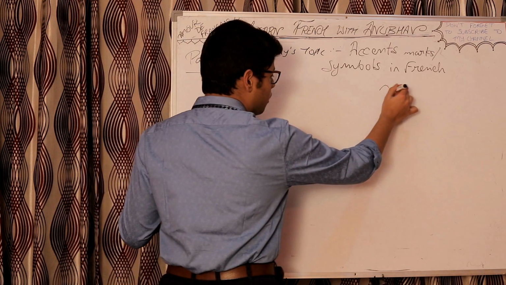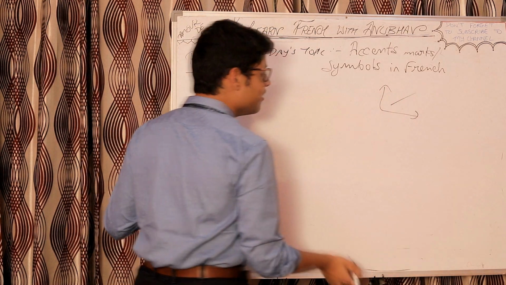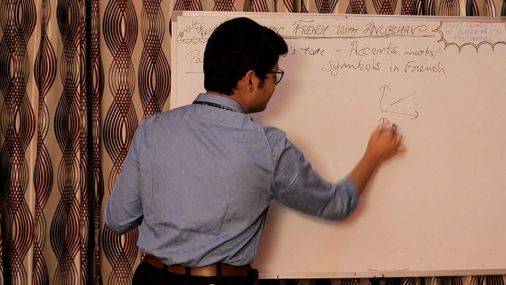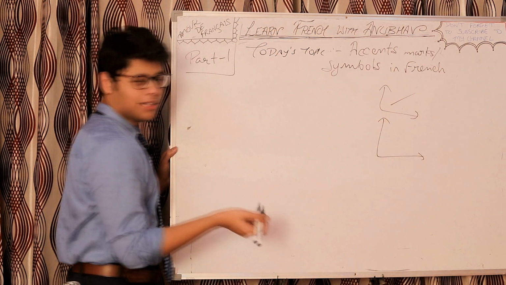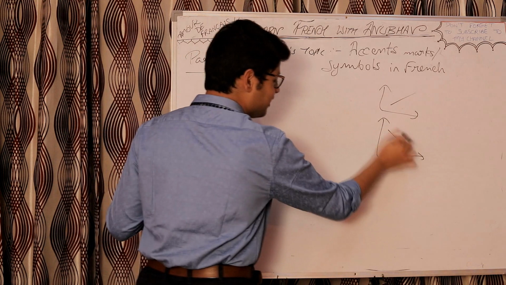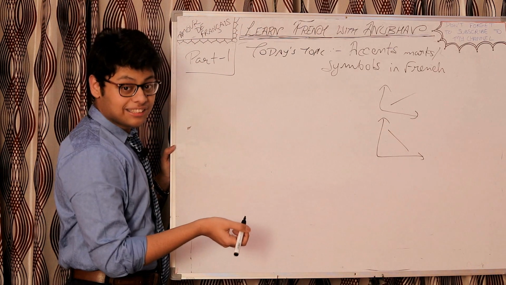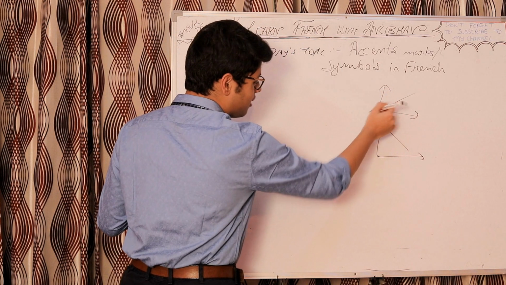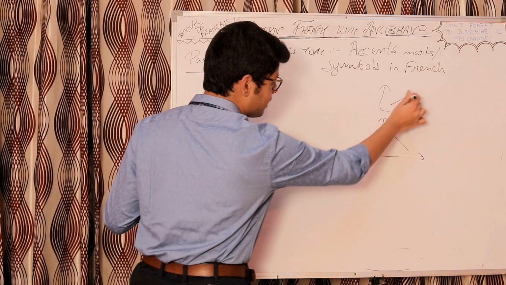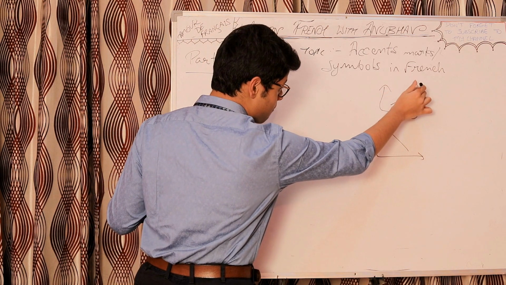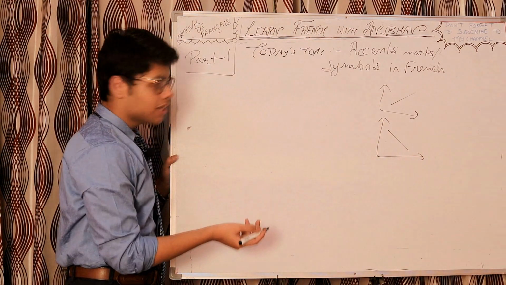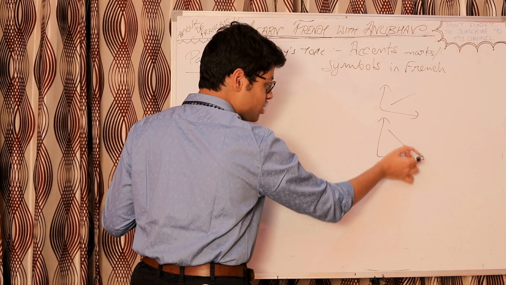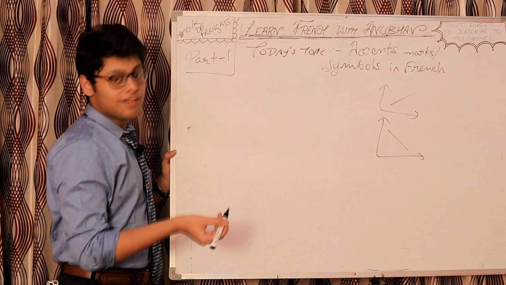So, the positively sloped one was accent aigu, right? You might be wondering, what about the demand curve, the downward sloping one? It is accent grave. So, the one with the left edge in the bottom and the right edge above is the accent aigu, and the one with the left edge above and the right edge in the bottom is accent grave.